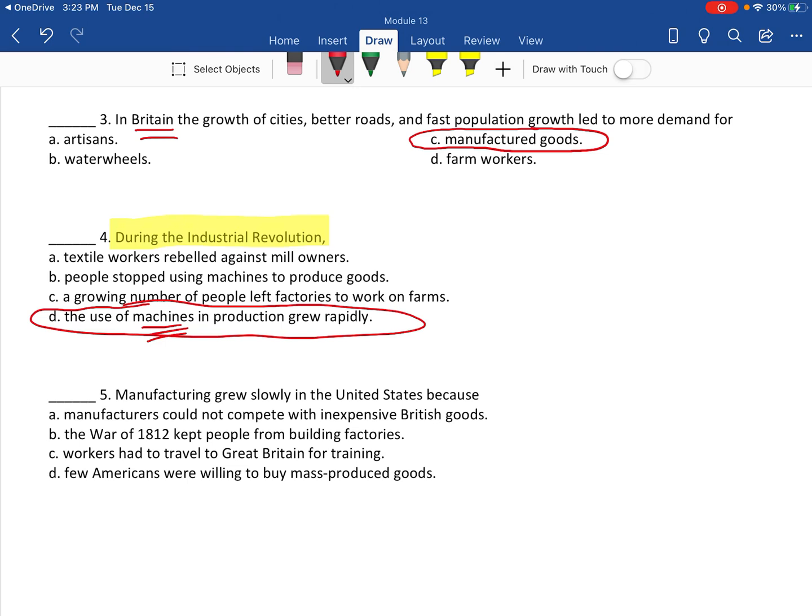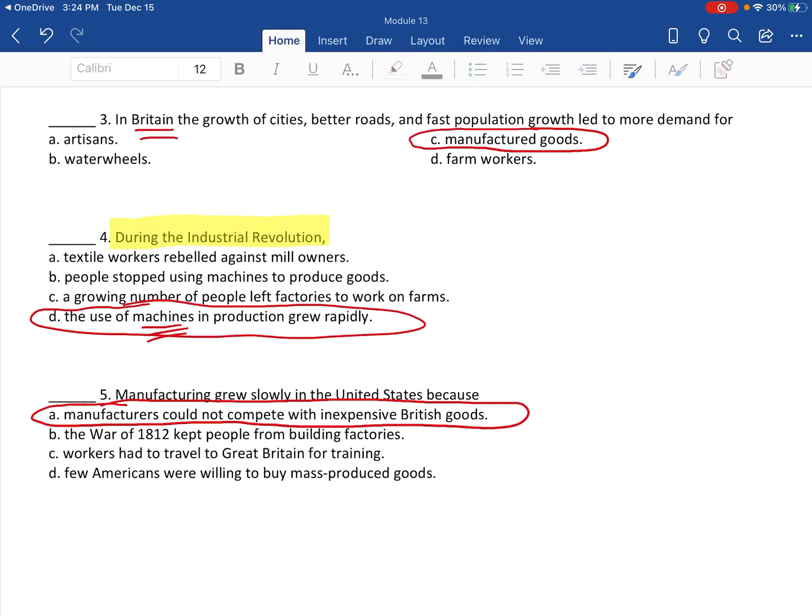Number 5, manufacturing grew slowly in the United States because manufacturers could not compete with inexpensive British goods. Like I said earlier, we were getting our stuff from Britain, and they industrialized before we did. So instead of trying to catch up to them, we would just buy our stuff from them. So manufacturing is going to grow slowly in the United States, but then bam, 1807, the embargo is passed, and then bam, 1812, we go to war with Britain, so we're not trading with them for a while, and we're going to have to figure it out, and that's exactly what we do. We industrialized at lightning speed.